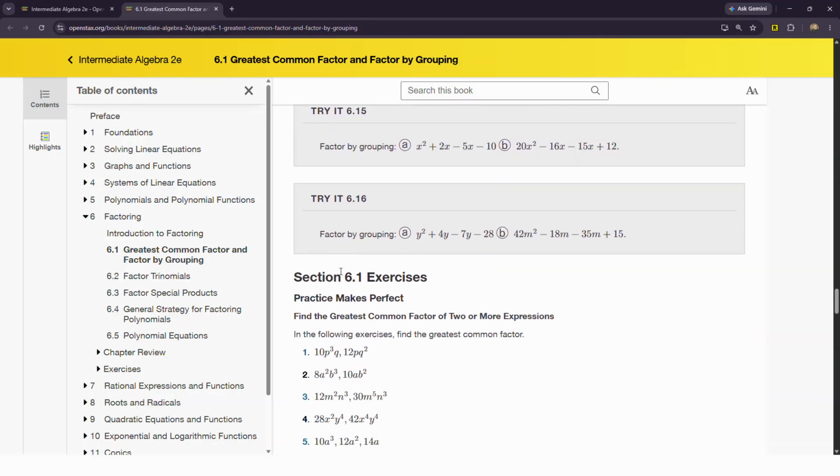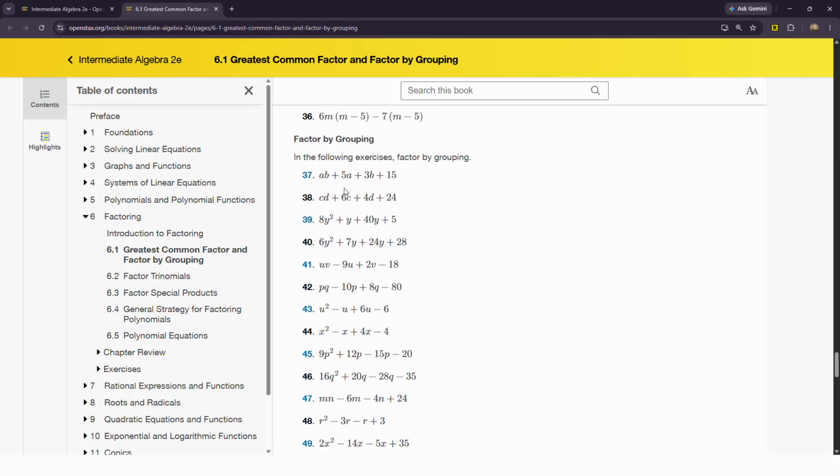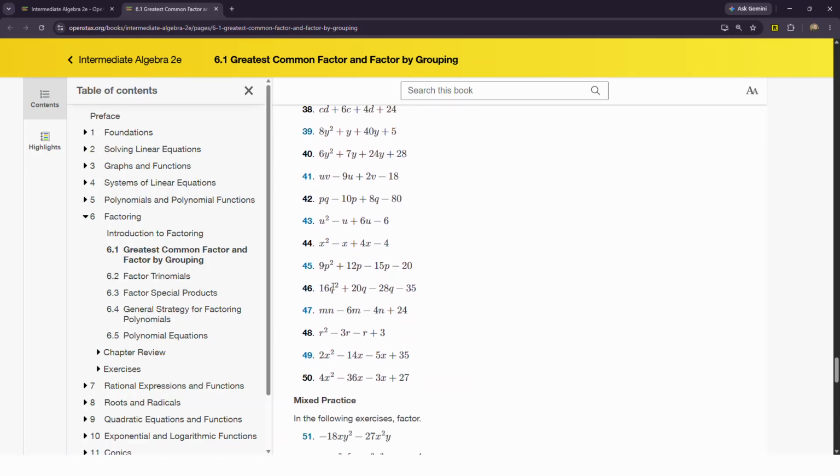And then if you scroll down to section 6.1 exercises, and down to factor by grouping, you will look at some similar problems we are going to cover in this video, questions 37 through 50. Those are the similar type of problems we'll be looking at. All right, so let's go ahead and get started.